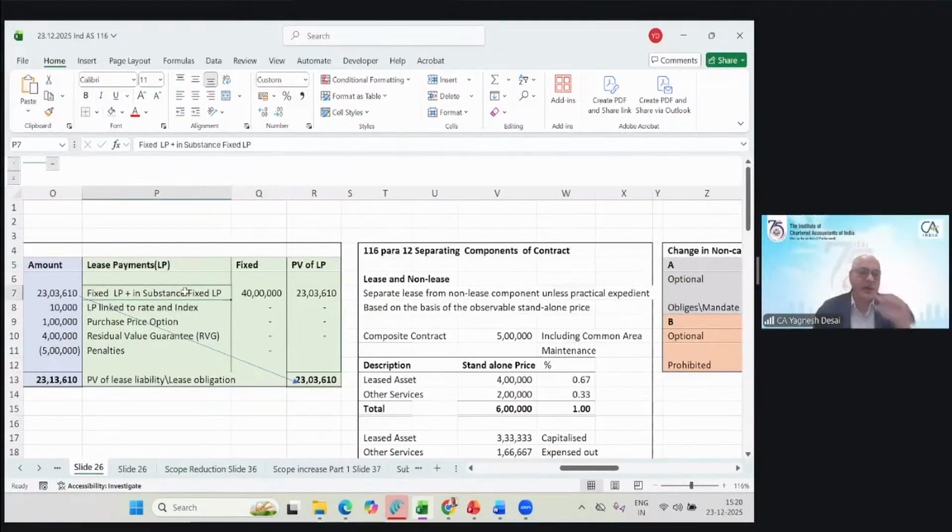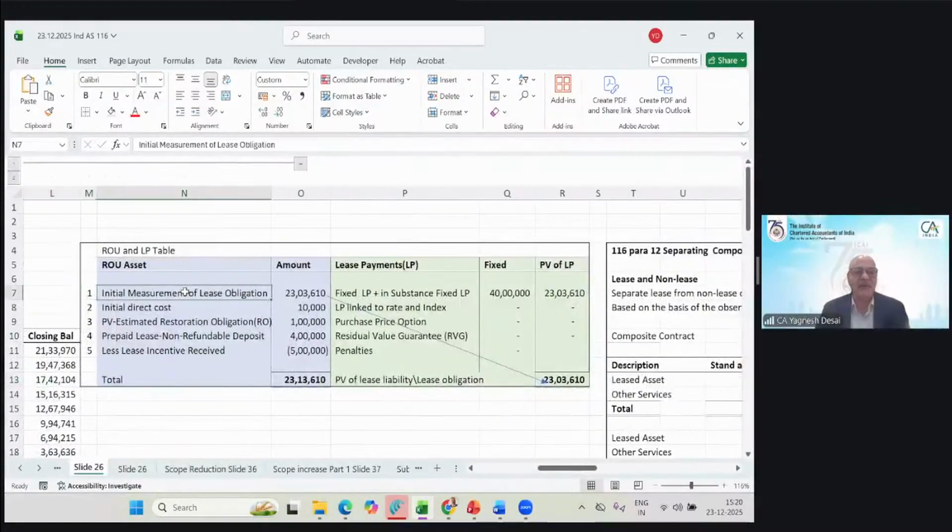Fine. Okay. So these payments are of various categories, but for the sake of simplicity, I put my present value of the lease obligation as 23 lakhs 3,610. There could be other elements. This is fixed or in-substance fixed payments. Variable lease payments linked with an index or a rate would be added here. Purchase option price fair value would be added here. Residual value guarantee by the lessee to the lessor will be added here, and penalties, if any, also will be added here. So this adds up to 2303.